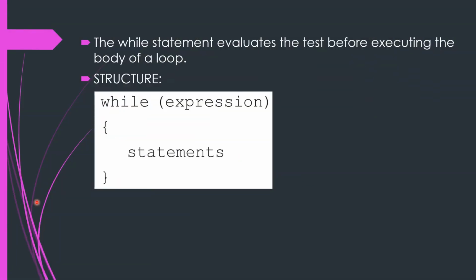The while statement evaluates the test before executing the body of a loop. This is the structure of the while statement. After the keyword while, we have provided an expression. This expression is a test condition which is evaluated first, and after this evaluation, the body of the loop is executed accordingly. If the test condition is satisfied, then the statements are executed, and if it is not satisfied, then the statements are not executed.